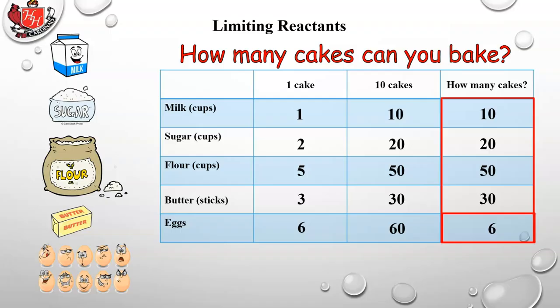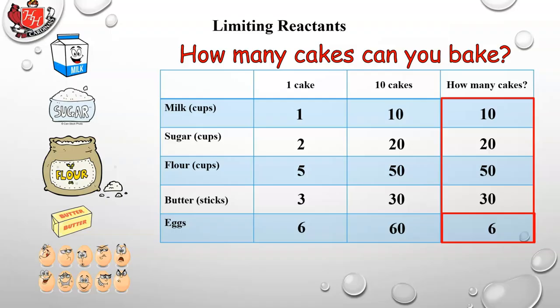Well, you can see you have enough ingredients to make 10 cakes with everything except the eggs. And for the eggs, you only have enough to make 1 cake. Therefore, you only have enough ingredients to make 1 cake. All the rest of the milk, sugar, flour, and butter, you're going to have to just put back away.